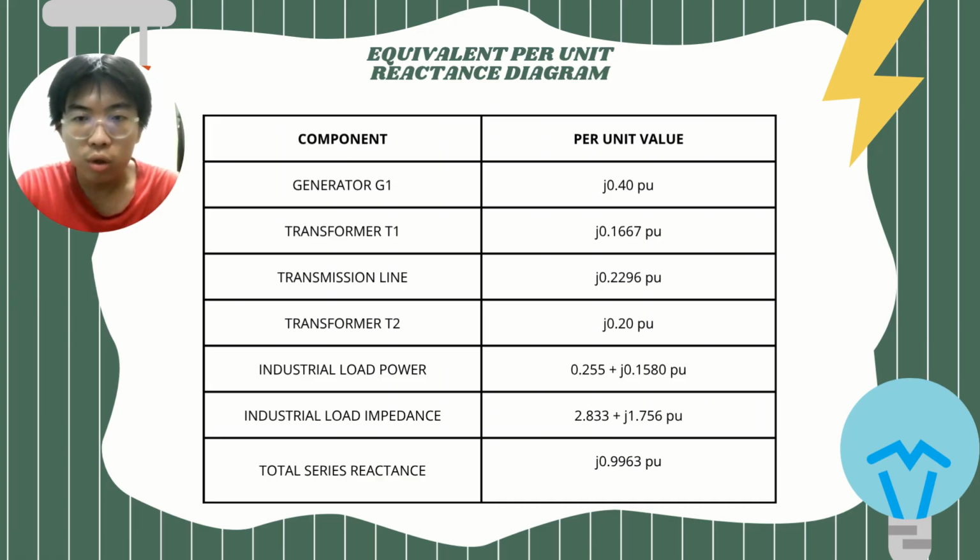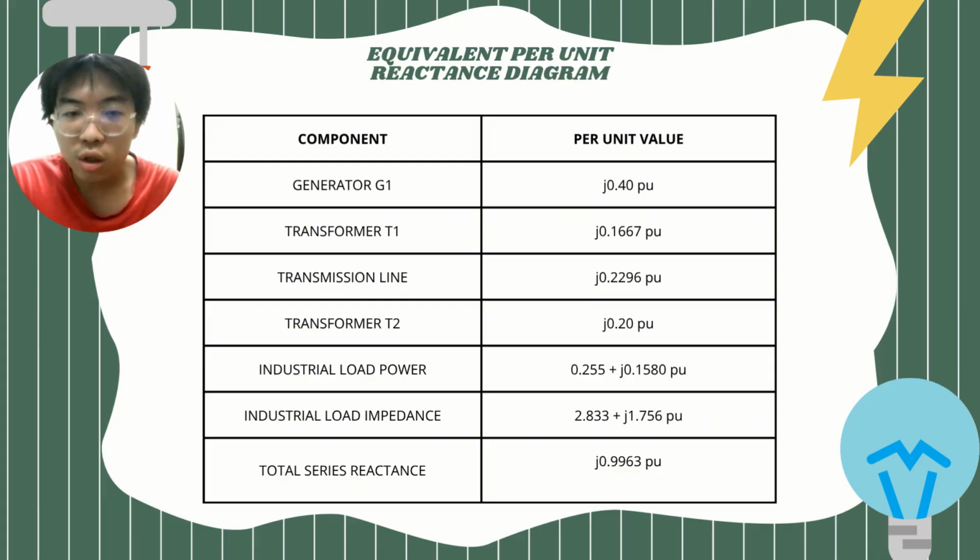And now after we calculate all the data, we can get this equivalent per unit reactance diagram. For the component, generator G1, we got the per unit value j0.4 per unit. Transformer T1, we get j0.1667 per unit. For the transmission line, we get j0.2296 per unit. Transformer T2, j0.2 per unit. And the industrial load power 0.255 plus j0.158 per unit. And the industrial load impedance, we have 2.833 plus j1.756 per unit.